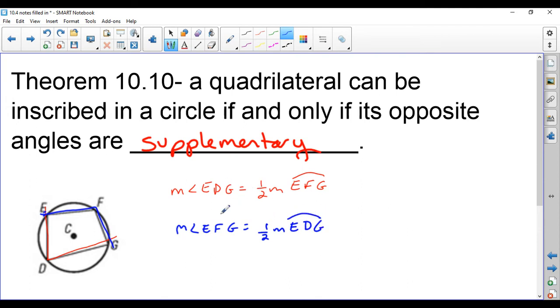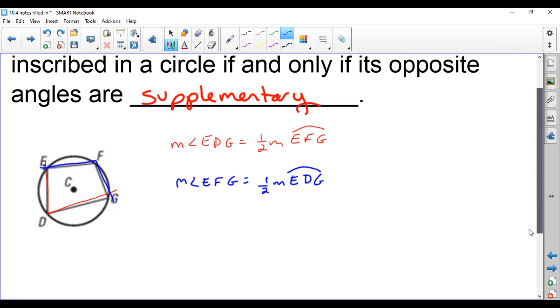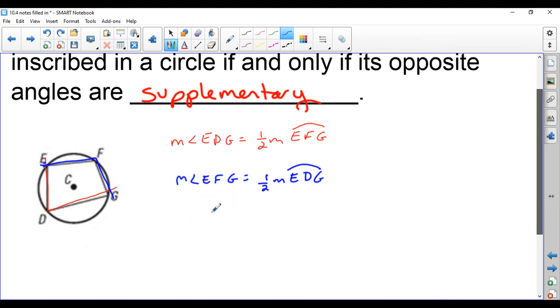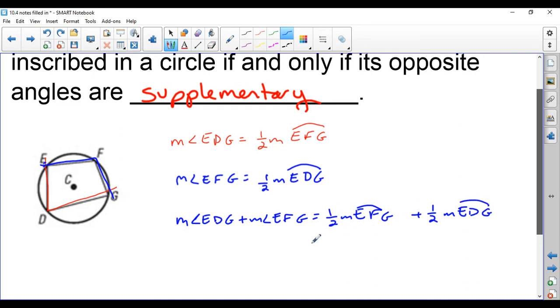We want to know what happens when you add these two angles together. When I add these two angles together, I get that the sum of the measures of the angles is equal to the sum of these arcs. If I factor out this 1/2, I see that it's half the sum of these two arcs.